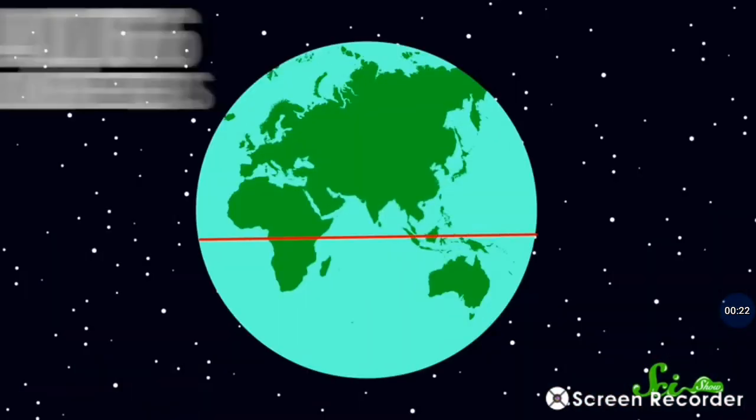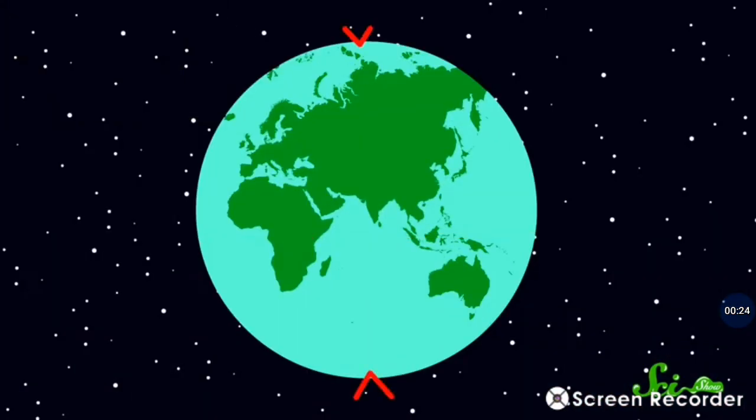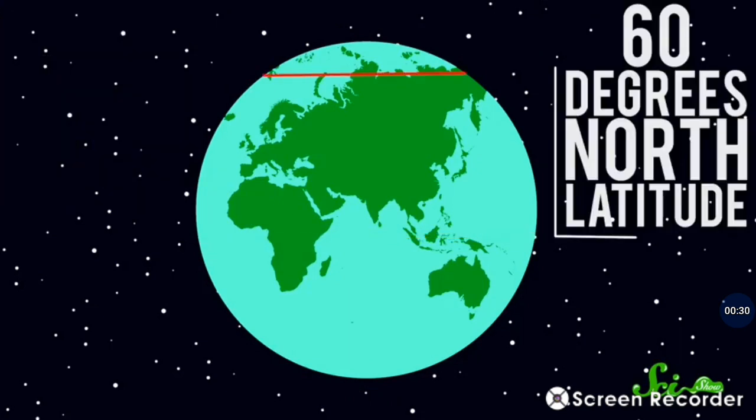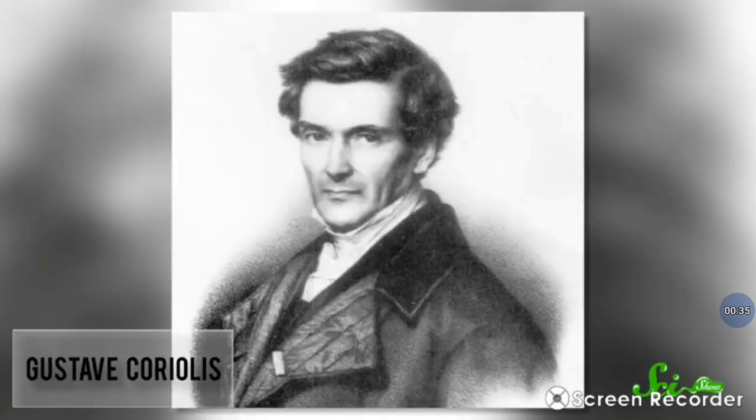Because the diameter of the Earth at the equator, at 40,076 kilometers, is so much greater than it is at the poles, at 0 kilometers, the land at the equator is moving lots faster than the land everywhere else, about 1,638 kilometers per hour at the equator compared to about half that at 60 degrees north latitude and pretty much stationary at the poles. And yes, the Coriolis effect, named for 19th century mathematician Gustav Coriolis, does indeed influence objects traveling across the face of the Earth due to this constant eastward rotation.